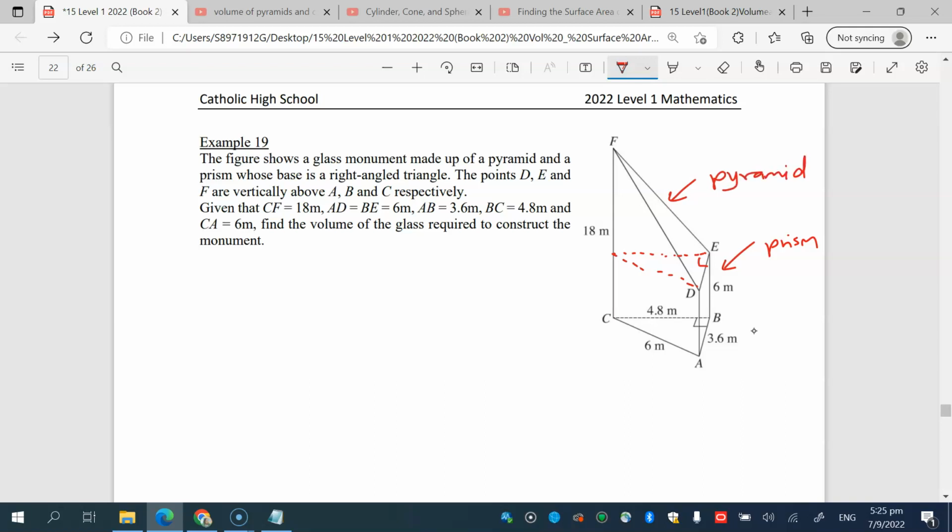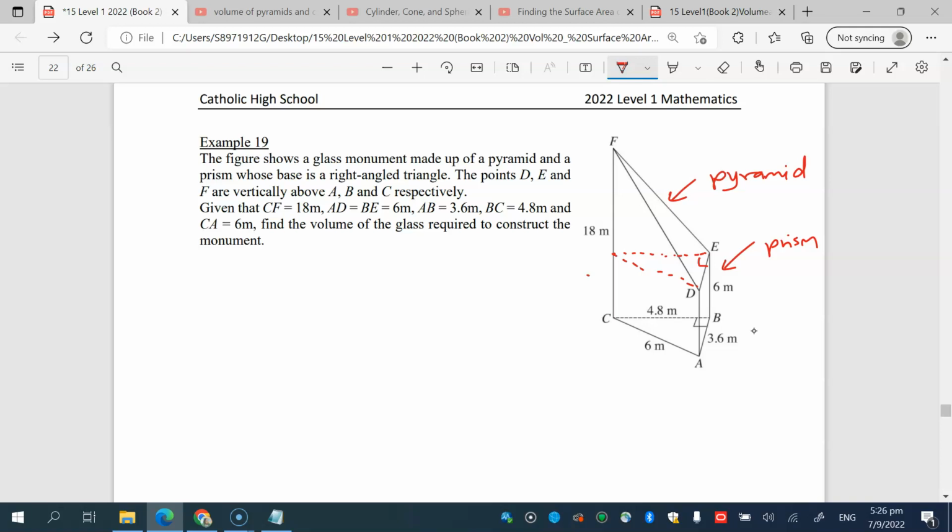So the points D, E and F are vertically above A, B, and C respectively. Given that CF, the whole thing here, is 18 meters, AD equals BE equals 6 meters, and then AB is 3.6 meters, BC is 4.8 meters, and CA is 6 meters. So CA is here. Find the volume of the glass required to construct the monument. So basically, they just want you to find the volume of this whole thing.